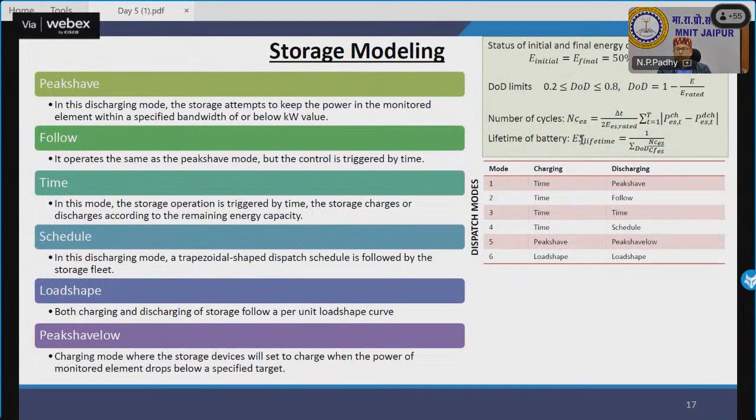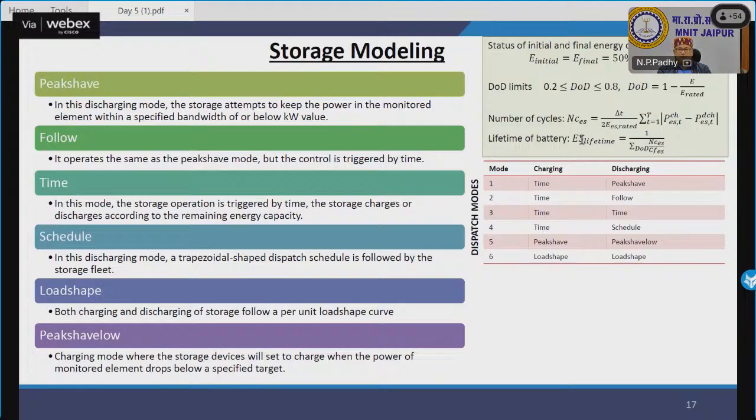And then we move to the storage element modeling, where the initial and final energy status over a period of 24 hours is modeled. And then peak shave, follow, time, schedule, load shape, and peak shave low are defined. What is peak shave? In this discharging mode, the storage attempts to keep the power in the monitored element within a specified bandwidth of or below a kilowatt value. Follow is a term for a battery. It operates the same as the peak shave mode, but the control is triggered by time.